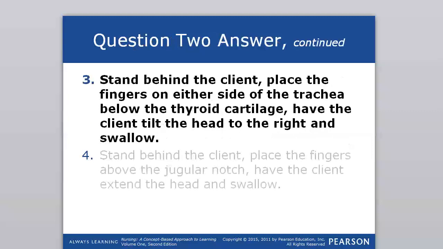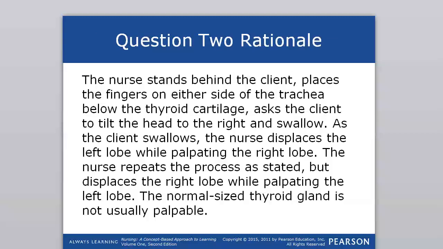number 3, stand behind the client, place the fingers on either side of the trachea below the thyroid cartilage, and have the client tilt the head to the right and swallow. All right, let's move on. And here's the rationale behind that.